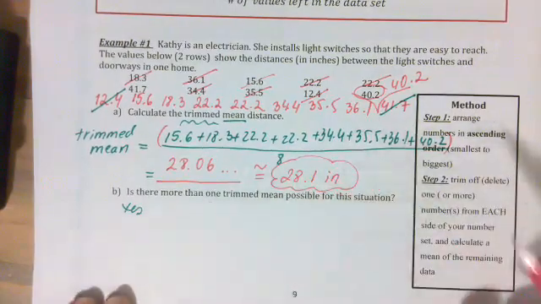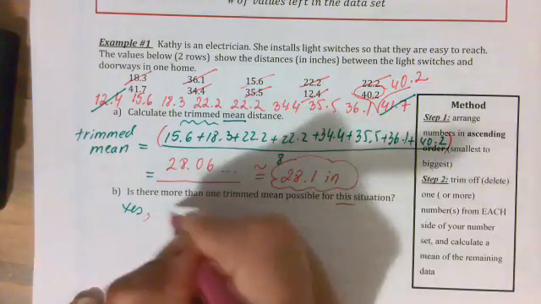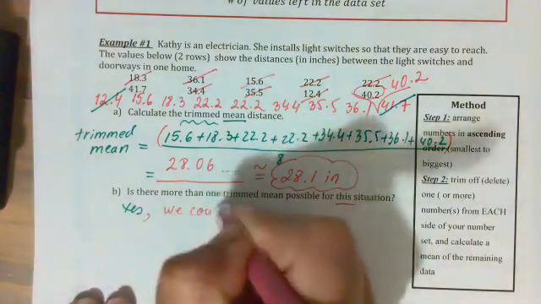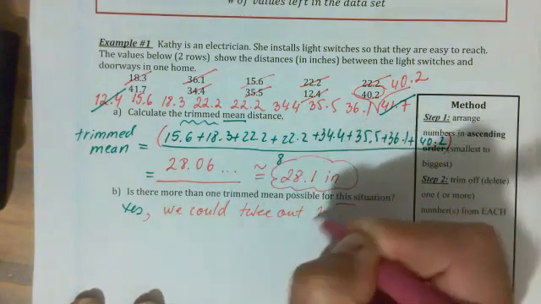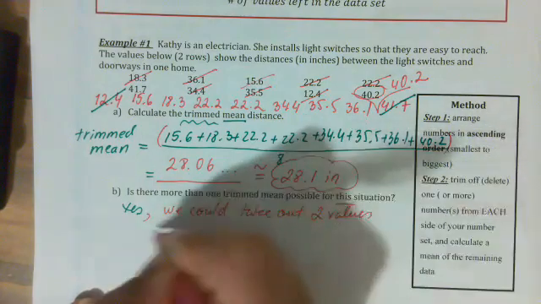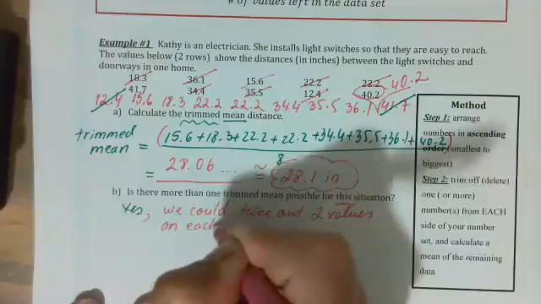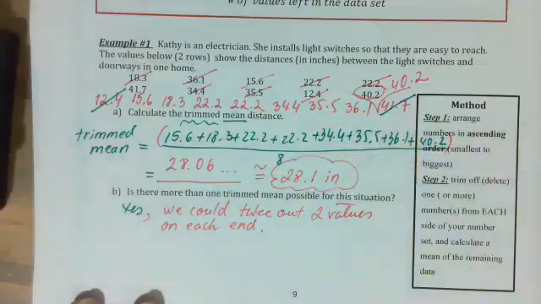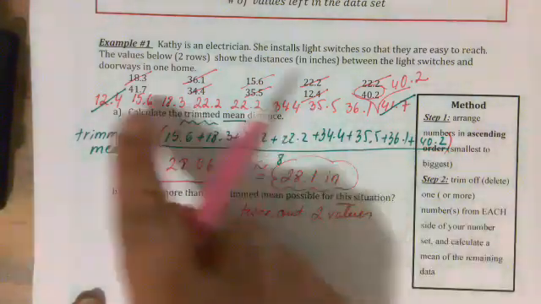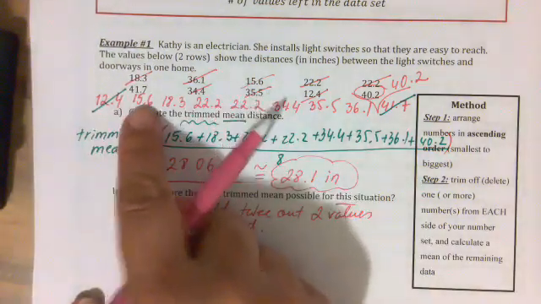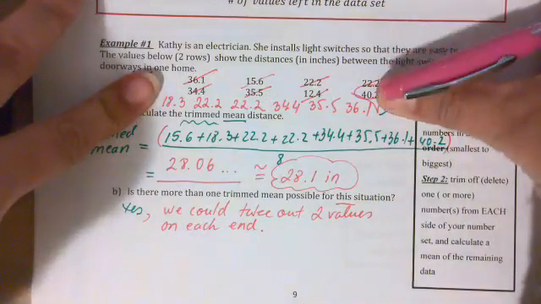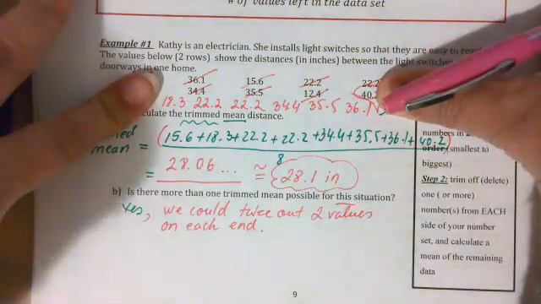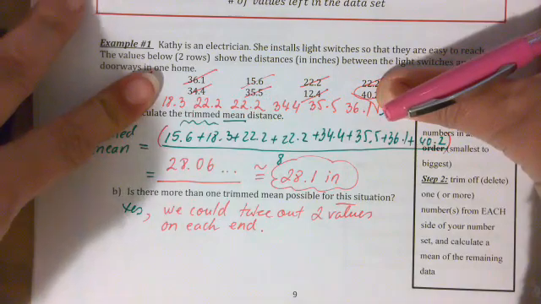Is there more than one trimmed mean possible for this situation or other situations? Yes, we could trim. Take out 2 values on each end. So I could take out 12.4 and 15.6. So leave those 2 out, and then 2 from this end. So basically leaving only 6 numbers to calculate the mean.